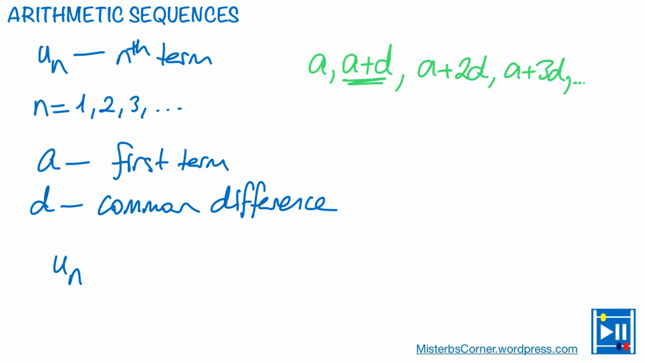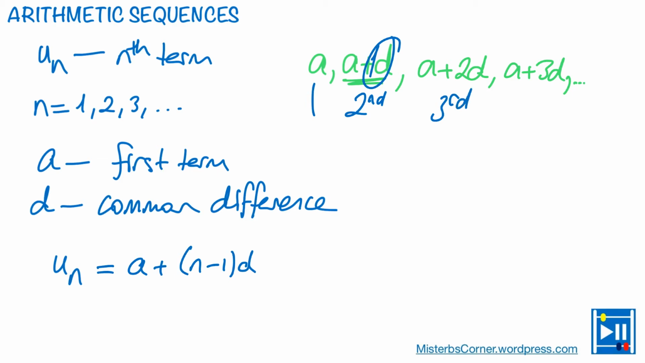So for the nth term, it is going to be the first term plus n minus 1 times d, because you can see the first term doesn't have any common difference added to it, but the second term has it. So this is the second term, and there is one common difference added to it. This is the third term, and 2 common differences added to it. So it must be 1 less than n. So it's a plus n minus 1 times d. So this is the nth term formula.